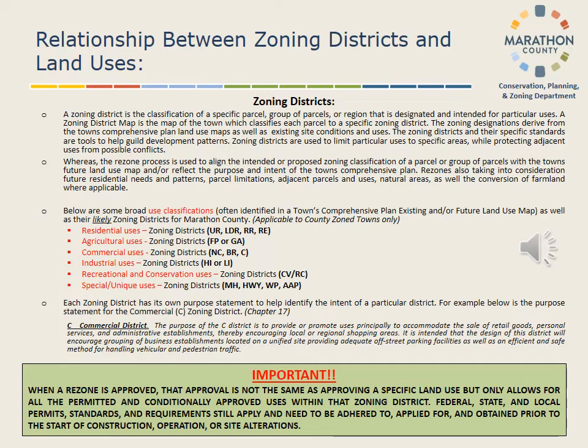It is important to note, when a rezone is approved, that approval is not the same as approving a specific land use, but only allows for all permitted and conditionally approved uses within that zoning district. Federal, state, and local permits, standards, and requirements still apply and need to be adhered to, applied for, and obtained prior to the start of construction, operation, or site alterations.